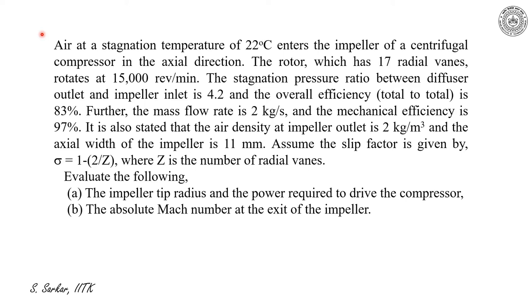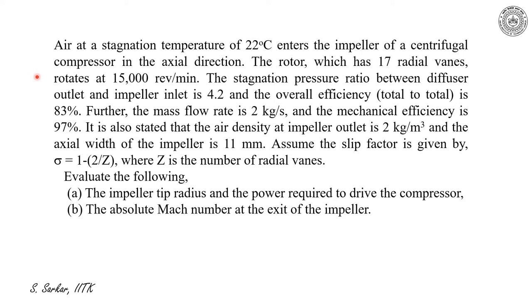Air at a stagnation temperature of 22 degrees Celsius enters the impeller of a centrifugal compressor in the axial direction. The rotor, which has 17 radial vanes, rotates at 15,000 revolutions per minute. The stagnation pressure ratio between the diffuser outlet and the impeller inlet is 4.2, and the overall efficiency total to total is 83%. Further, the mass flow rate is 2 kg per second and the mechanical efficiency is 97%.